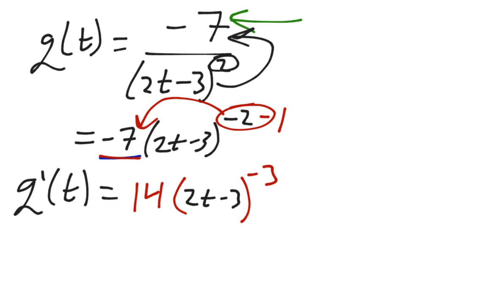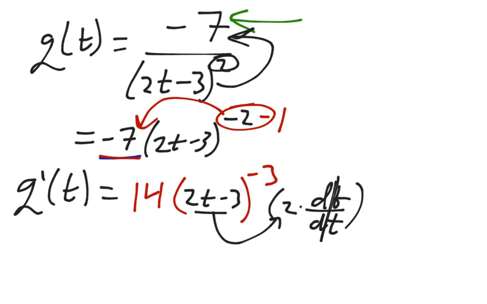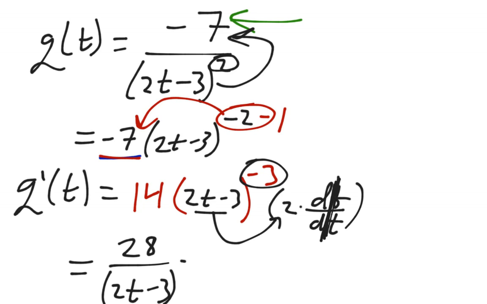Great. Now I'm going to take the derivative of 2t minus 3, and I'm going to get 2 times dt/dt. There it is. And guess what? dt/dt is 1, so it goes away. And now I'm going to rewrite it in our final answer form. So 14 times 2 is 28. This is a negative exponent, so I'm going to put it back in the bottom. So it's going to be 2t minus 3 to the third.